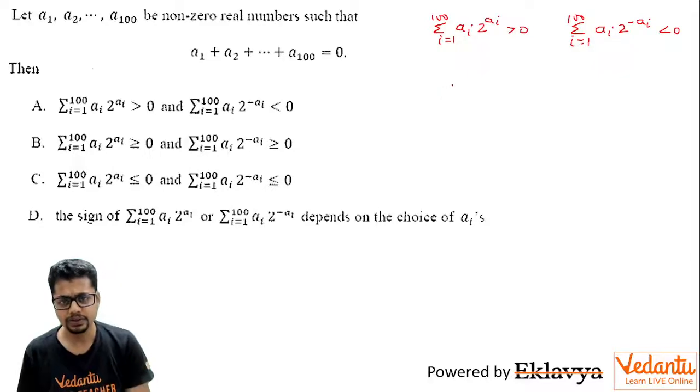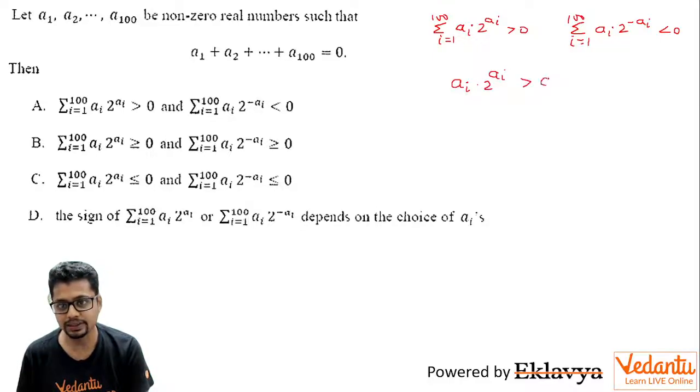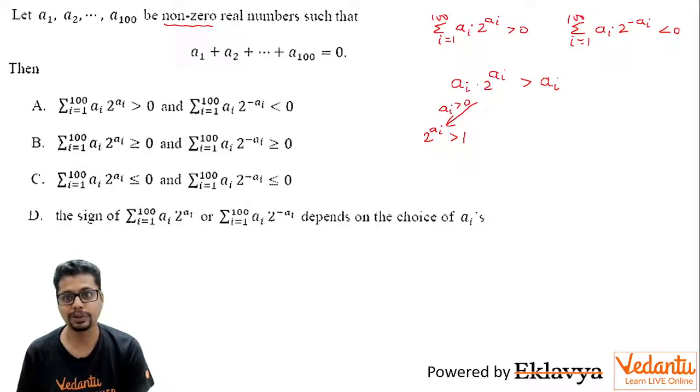Okay, so here let's make a very interesting observation: whether ai is positive or negative, ai times 2 to the power ai is always greater than ai. Mind it, ai is non-zero, so it is either positive or negative. So what if ai is positive? Then 2 to the power ai will be greater than 1, because ai is greater than 0, so 2 to the power ai would be greater than 2 to the power 0, which is 1.